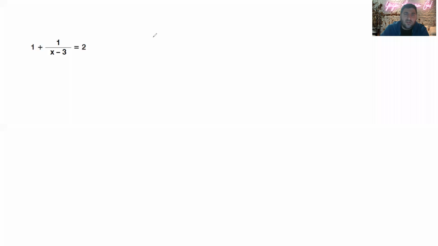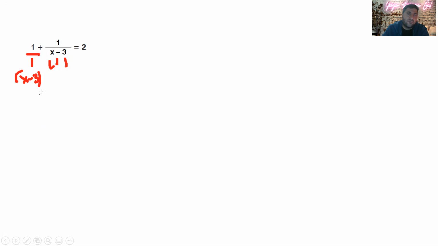So for this question, as you can see here, 1 plus 1 over x minus 3 equals 2. So it's basically 1 over 1 plus 1 over x minus 3 equals 2. If we work this out, guys, we make the denominators equal. I'm going to show you with the details. You don't have to do this because you can say x minus 3 times 1 plus 1, but I'm going to show all the details so at least you know what it is.